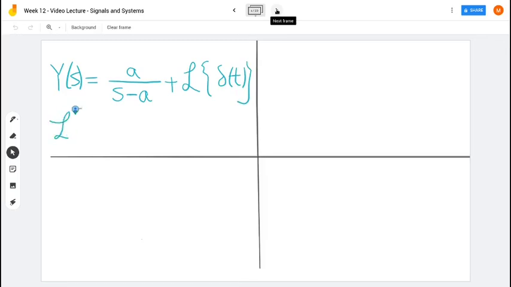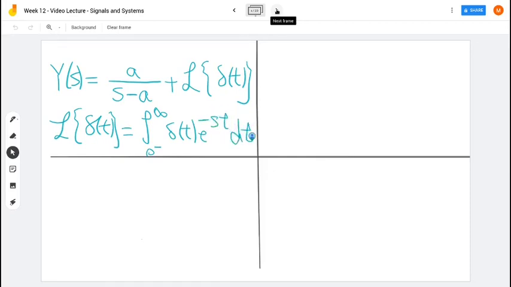The definition is very straightforward. It is the integration from 0 minus up to infinity the function we have, which is delta of t e to the minus st dt. And here, since the integration starts at 0 minus, the impulse will be included in the integration. And as we have seen in the previous chapter, integrating an impulse multiplied by a function will give us the value of the function computed at the impulse.